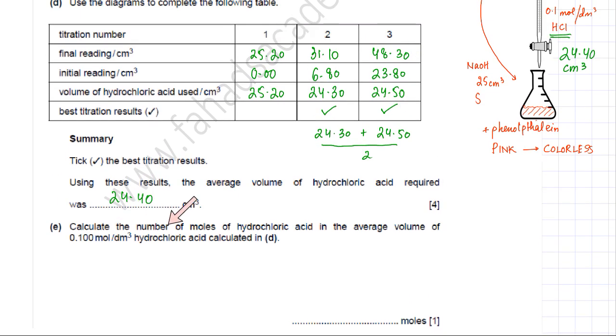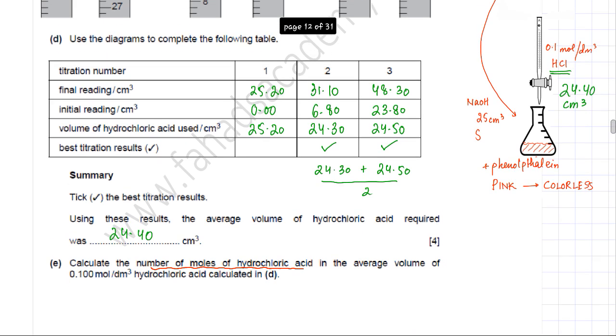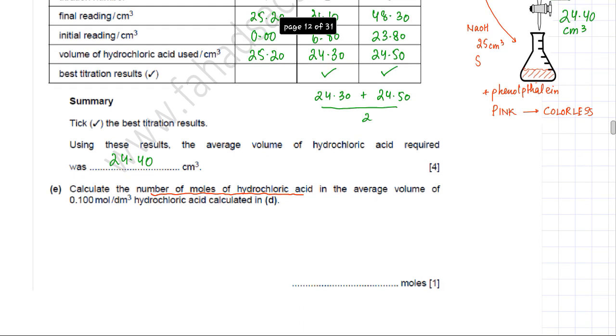you're asked to calculate the number of moles of HCl, hydrochloric acid, in the average volume of 0.1 mol per dm³ hydrochloric acid. So we know the average volume, which is 24.40 cm³, and we also know the concentration. So we can find the moles of HCl being added into the flask by using the formula that for solutions, moles is concentration multiplied by volume.